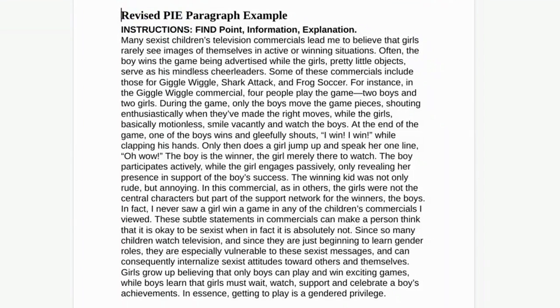Okay, now that you're done highlighting the point, the illustrative example, and the explanation, let me break down what I think are PINE. All right. So in this example, the very beginning should start with a topic sentence. This one says, "Many sexist children's television commercials lead me to believe that girls rarely see images of themselves in active or winning situations."